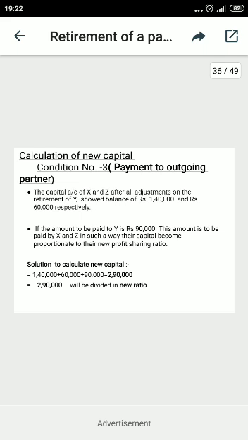How to calculate the new capitals? First of all, they will take their own capitals, 1 lakh 40 and 60, and will add the requirement of the capital for Y, 90,000. So the total capital of 2 lakh 90,000 will be considered as the new capital and divided into the new ratio.